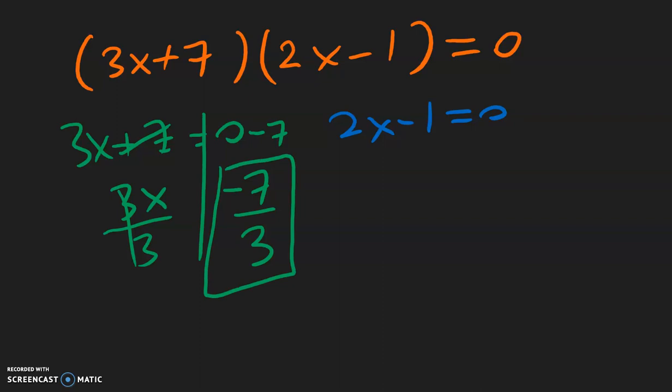And as you can see, we can also do this type in our heads as well. So look at the second factor. We need to move the negative 1. Don't move the 2, because the 2 is being multiplied to the variable. So move the negative 1, that becomes a positive 1. And then we need to divide by the coefficient, so 1 over 2.